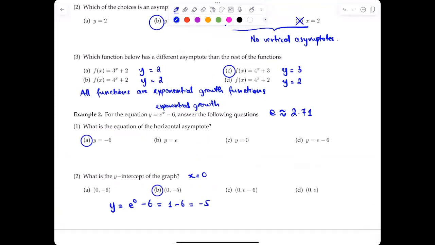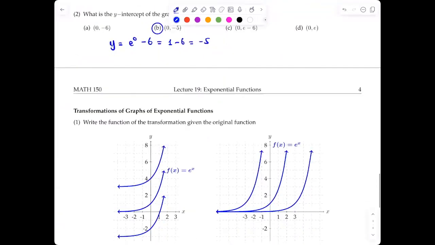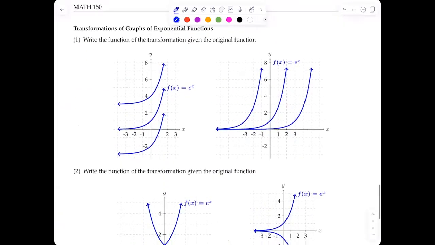So these two examples give you some idea of how to do transformations algebraically. Now we're going to do transformations graphically. The first graph tells you to do a vertical shift. The second graph tells you to do a horizontal shift. For a vertical shift, the original function is y equal to e to the x. You shift it up by 2 units. And here you shift it down by 3 units.